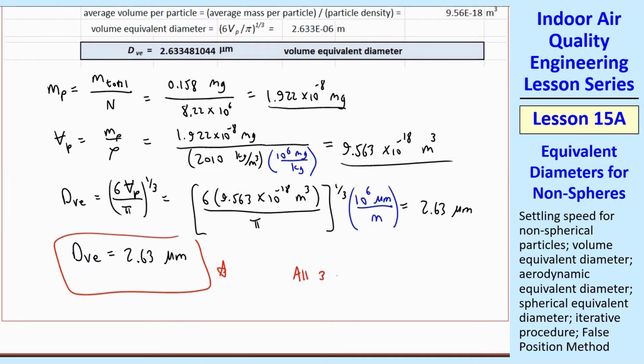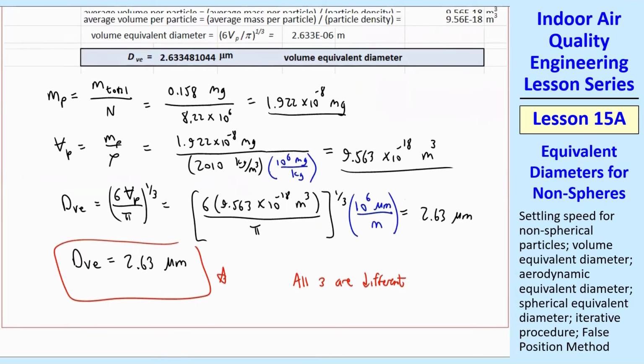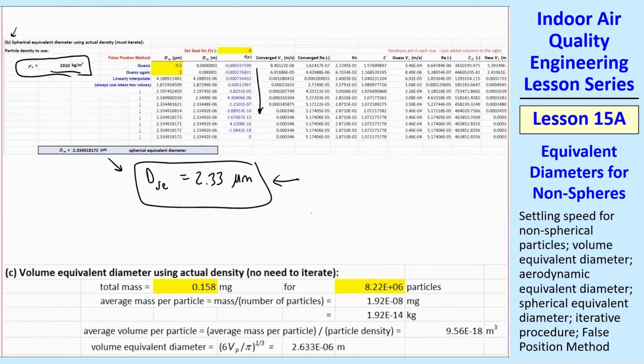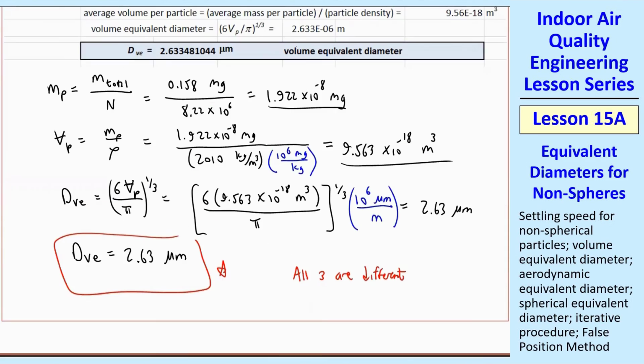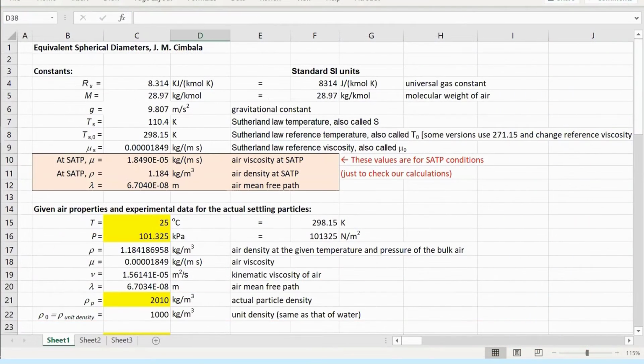And again, all three are different. We have 2.63 for DVE, we had 2.33 for DSE, and we had 3.35 for DAE. Now I'm going to show you this in Excel. Again, I strongly recommend that you put this into your own software in Excel or whatever other software so that you can figure these things out without trying to do it by hand. There's a lot of iteration involved.